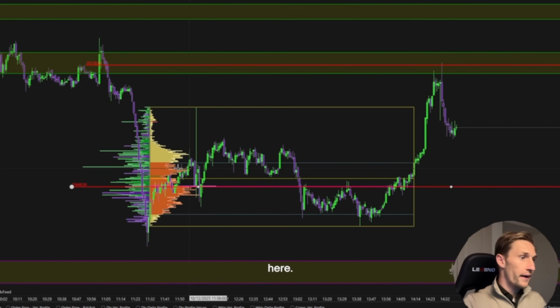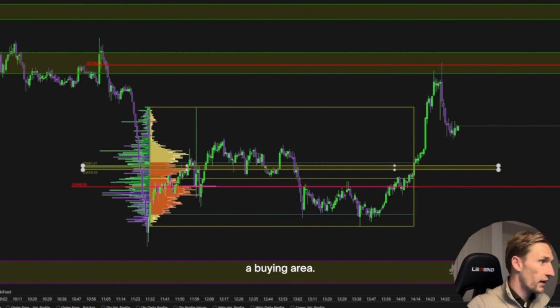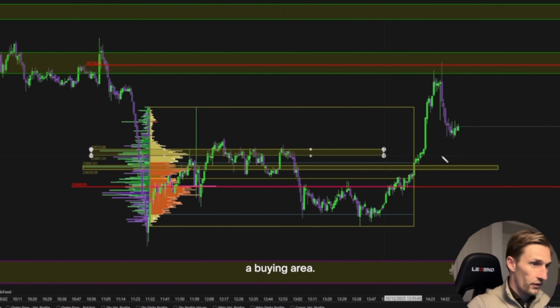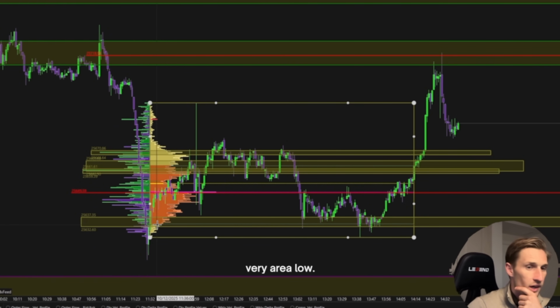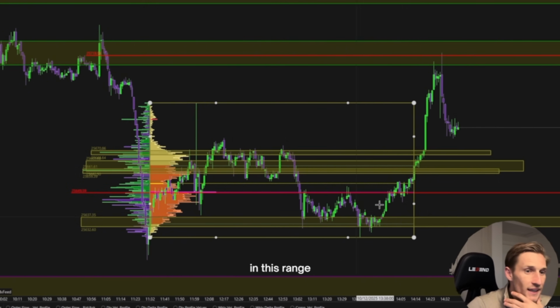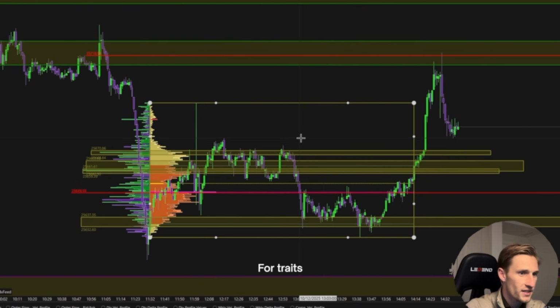So what do we see here? The biggest volume nodes, the biggest delta nodes are buyers. So we already have a little bit more of buying happening in these levels. Here we have a buying area, and here we have a buying area. So if we are trading in here, we have the value area high, value area low. So until we are in this range, it's maybe better to just look for trades inside this range. So if we are here, maybe it's better to look for a long. If we are here, it's maybe better to look for a short.